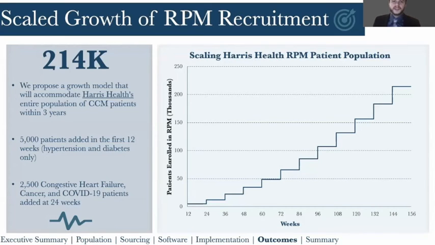We developed a rollout plan designed to enroll all 214,000 patients in Harris Health System with chronic illness in our RPM program. In order to do this successfully, we are utilizing a stepwise approach. The first step in our rollout begins with enrolling 5,000 patients with hypertension and diabetes. These patients will be monitored for 12 weeks, which will be sufficient time to troubleshoot any potential issues. After the initial 12 weeks, we will add an additional 7,500 patients with congestive heart failure, cancer, and COVID-19. From there on, every 12 weeks, we will enroll additional patients in proportional increments to enroll all 214,000 patients within 3 years.